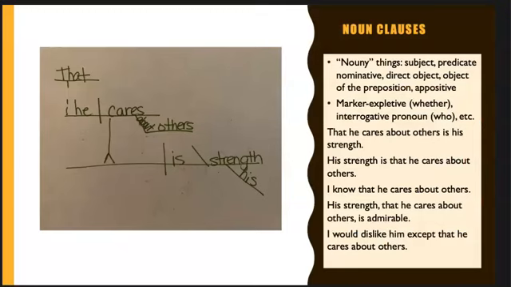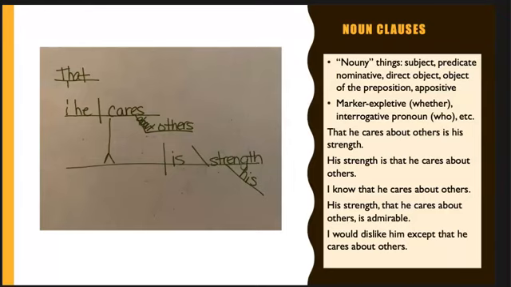Our final type of dependent clause is a noun clause. They do nouny things just like single word nouns. They can serve as subjects, predicate nominatives, direct objects, objects of the preposition, and appositives. Now they have a much larger group of markers, okay? Things like expletives such as whether, interrogative pronouns like who, in addition to some of the things we've already seen.